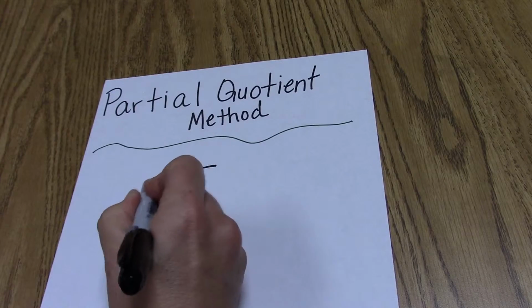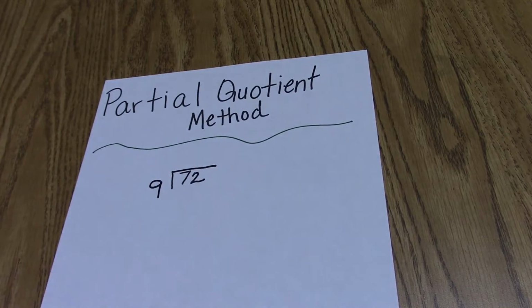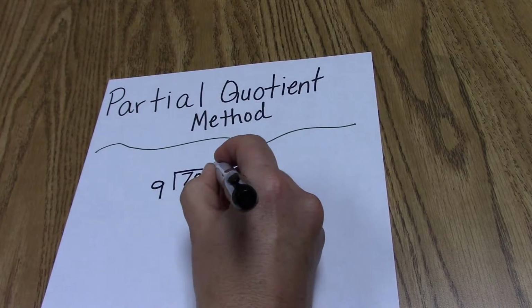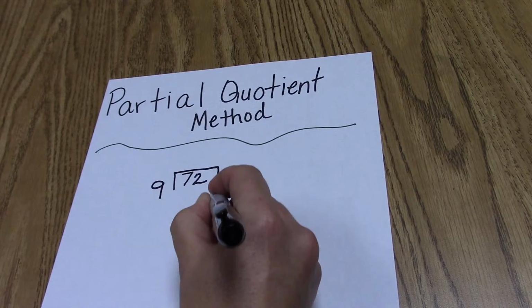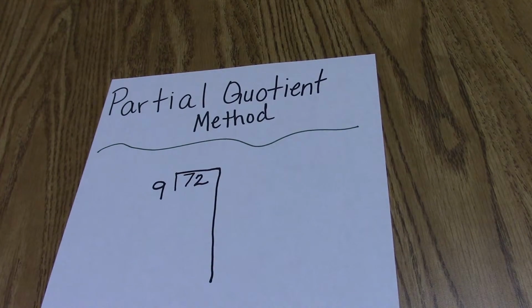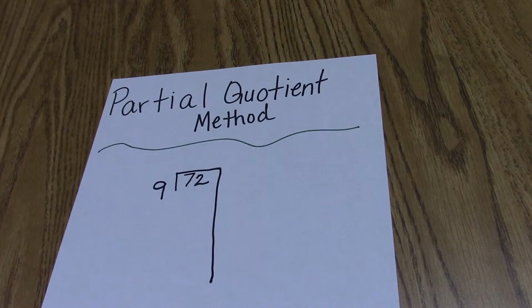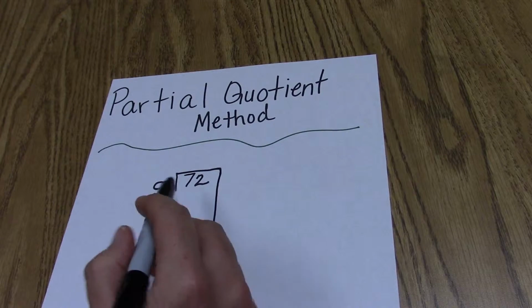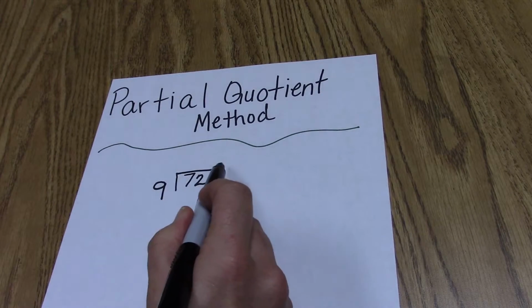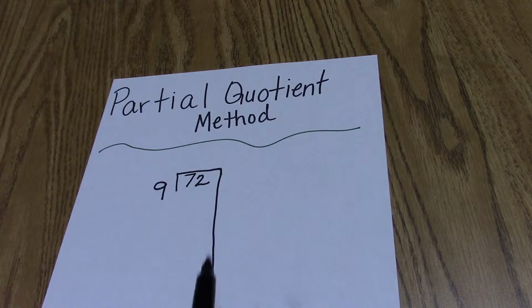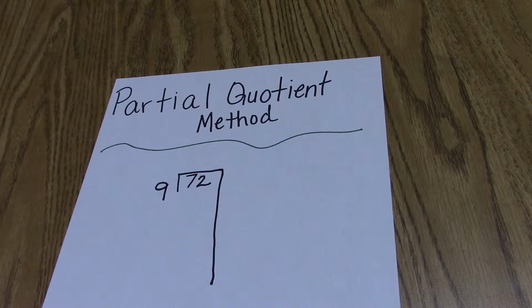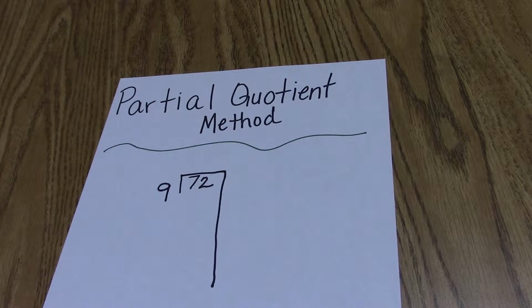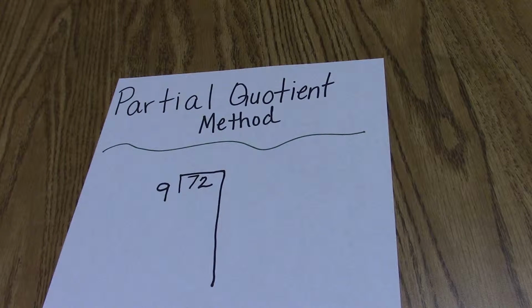divided by 9. Now with partial quotients, we like to teach the students to make this long line down the side to keep track of their thinking. As a matter of fact, some teachers like to call this strategy the Big 7 because it makes the shape of a 7. So once we have our long line drawn, we need to think about how many groups of 9 goes into 72.